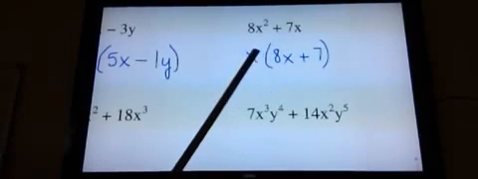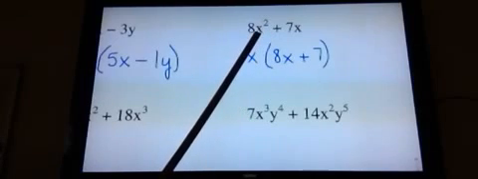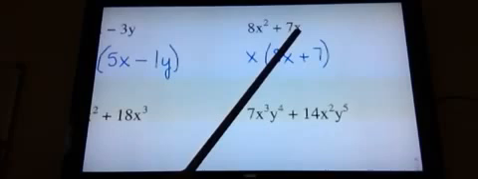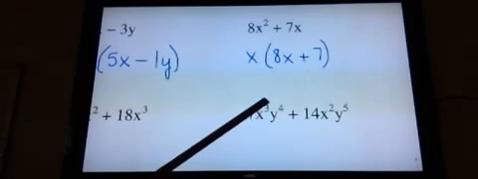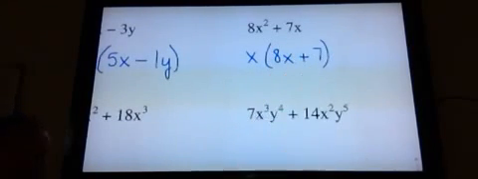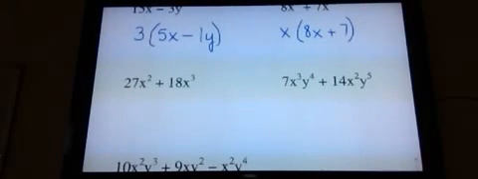And I'm going to double check myself. X times 8x is 8x squared. X times positive 7 is positive 7x. So that's the first thing you should look at. Mentally check that. And then look at what's in here and make sure there's nothing common to the things inside the parentheses. And there's not. So you're good. That's your answer. Okay. Questions so far?